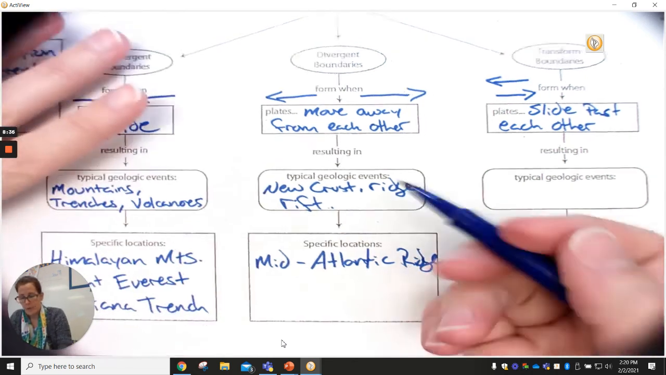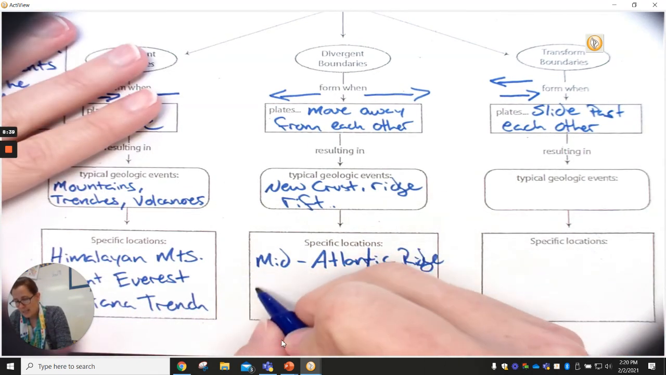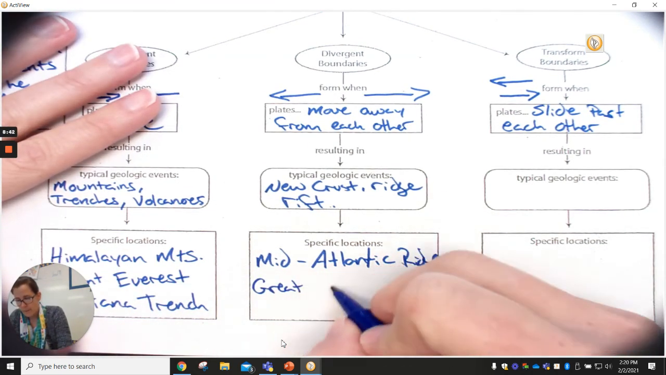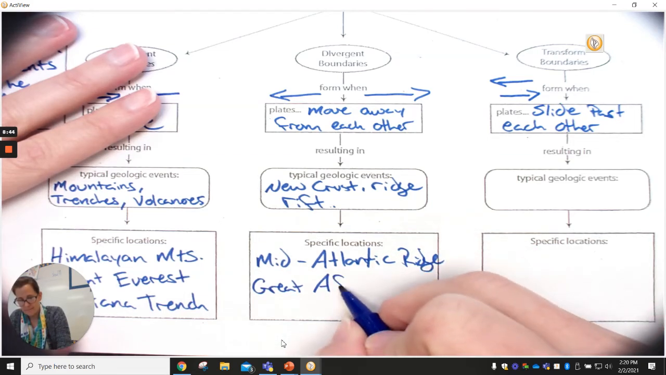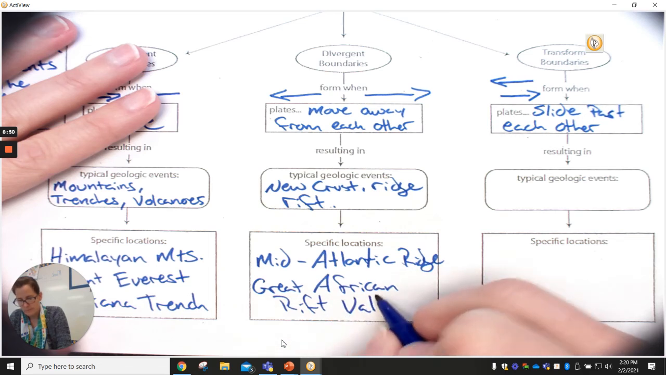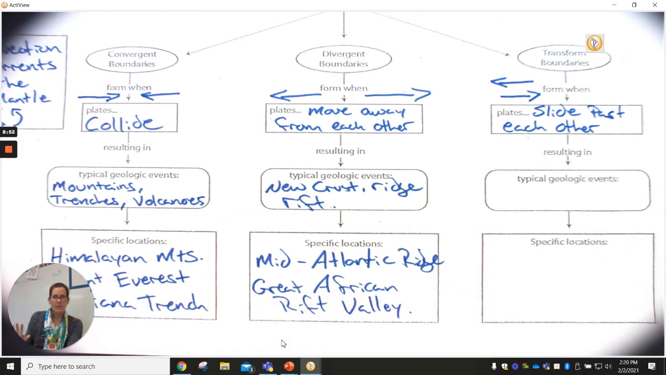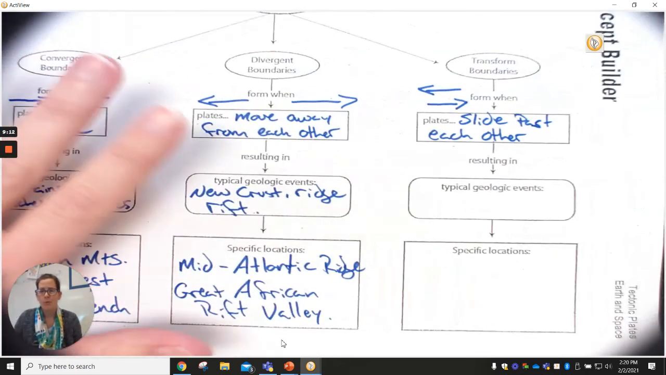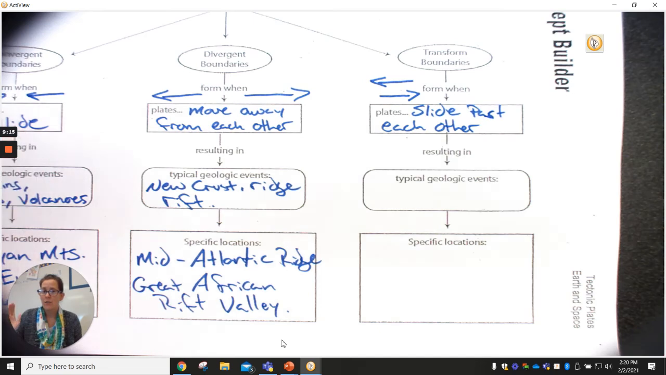It's kind of cool. We also have the Great African Rift Valley. I think I've got a couple of cool videos that I'm going to show you about this, the ridge and the Rift Valley, because they're really, really cool things to see. Okay, so divergent boundaries, they're moving away from each other. We get some new crust, ridges and rifts. We've got the Mid-Atlantic Ridge and the Great African Rift Valley. Super cool. The next one we're going to talk about is a transform boundary.